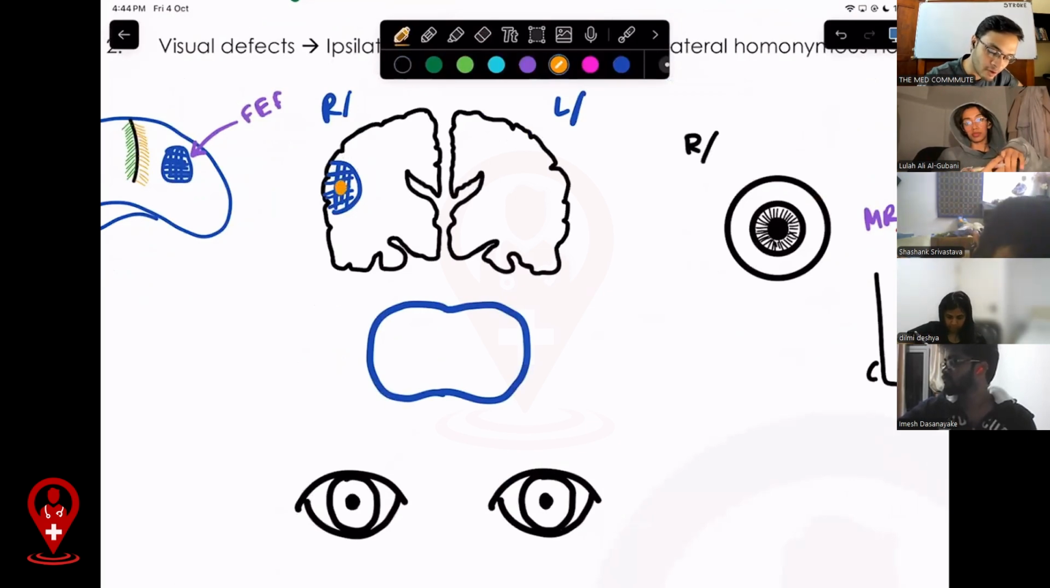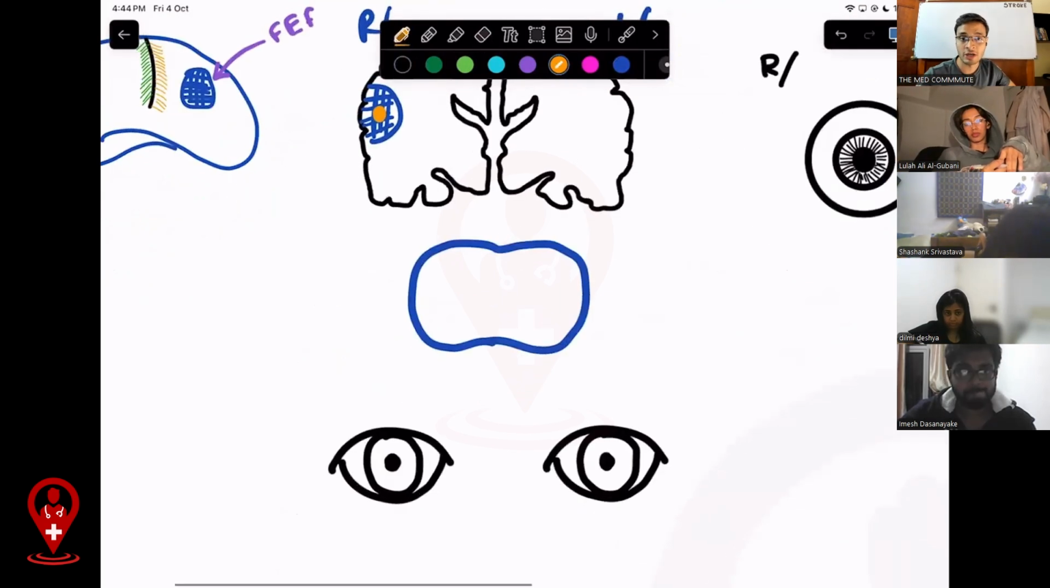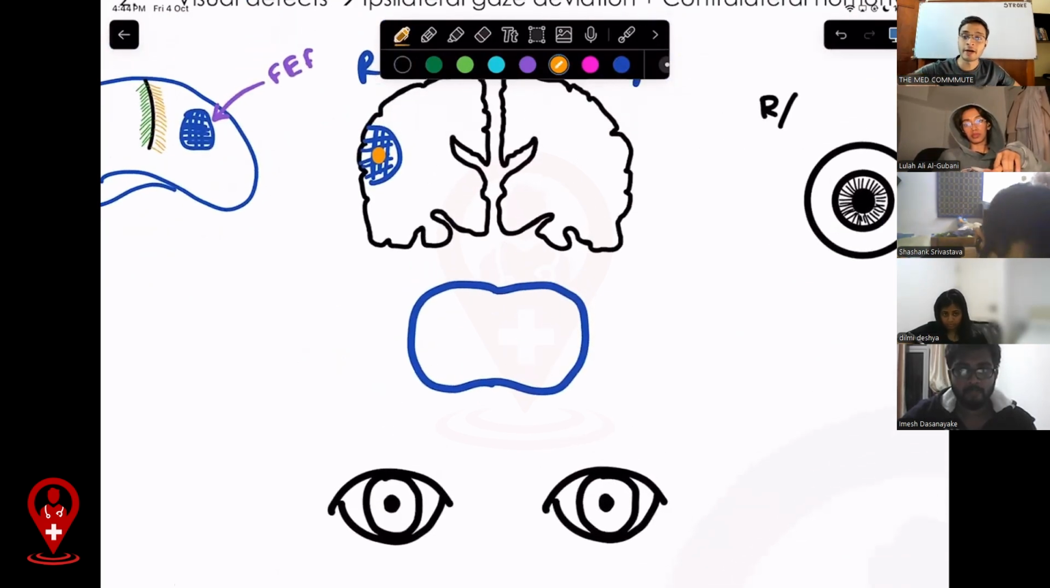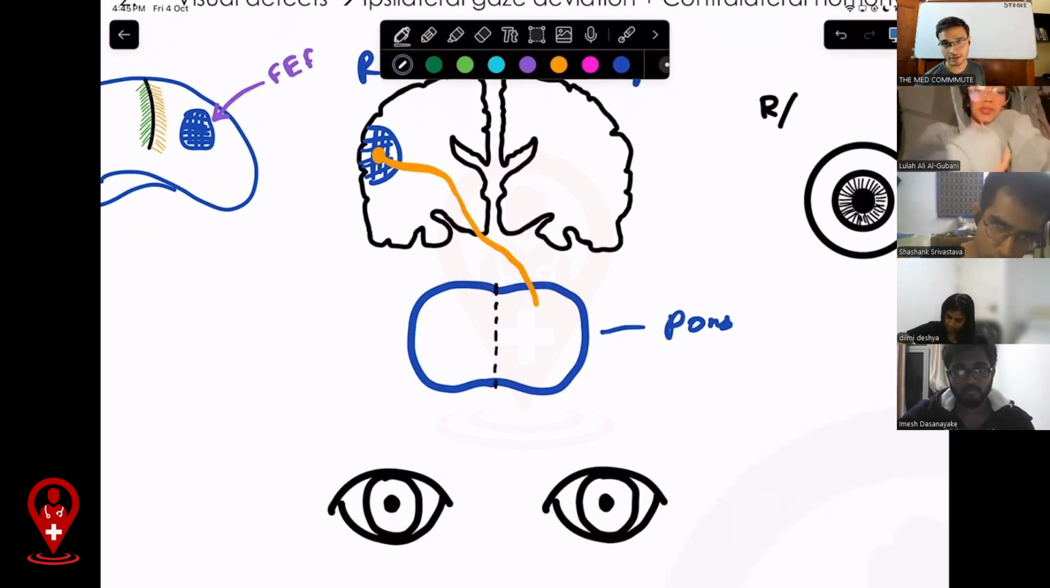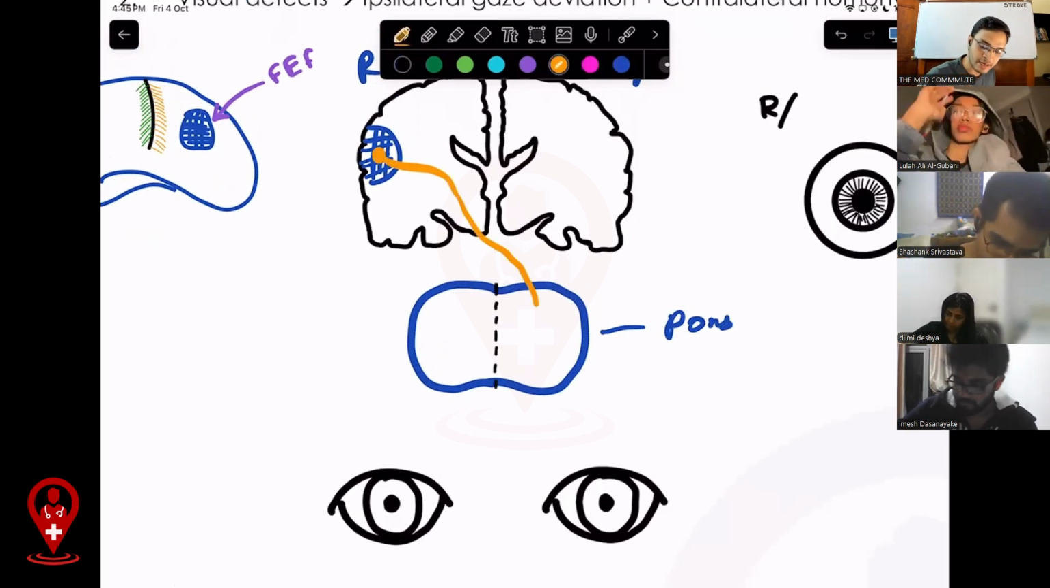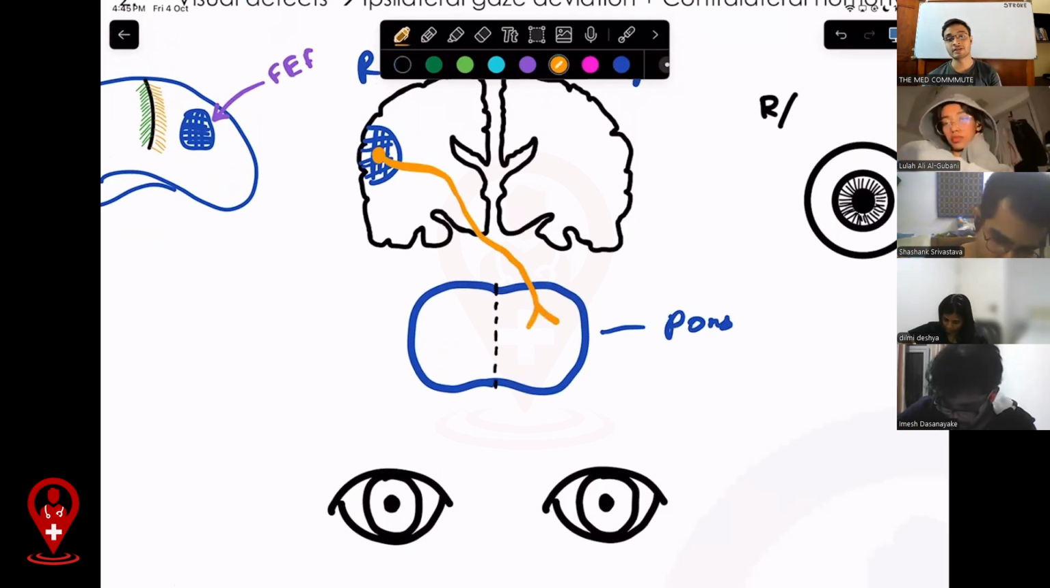In the normal case, guys, from the frontal eye field, yesterday we talked about the motor system: there's an upper motor neuron and a lower motor neuron. Same system here. So we have an upper motor neuron coming from this frontal eye field zone, and it comes all the way to the opposite pons. This is the pons, and we can put a midline there. So it comes to the opposite side pons. Here, this guy will meet with a second neuron.